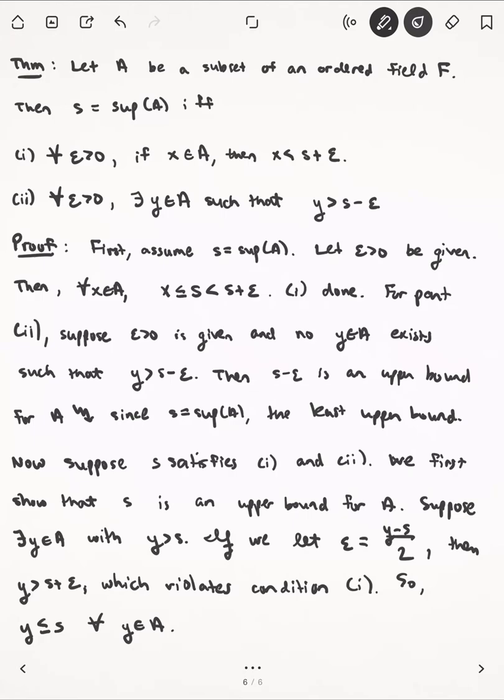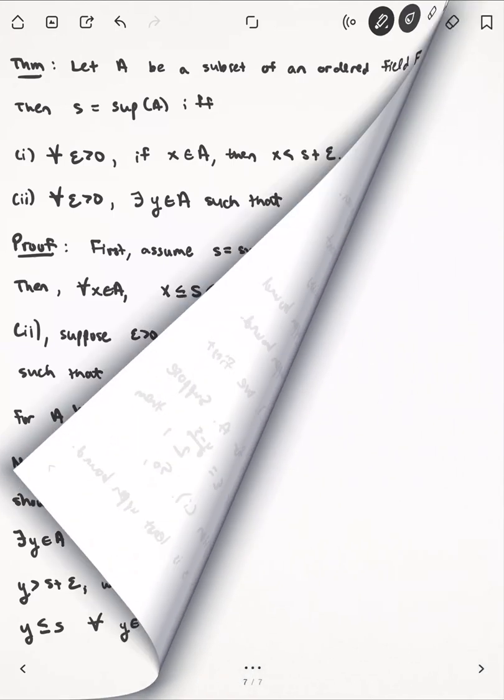Okay, we're not quite done with the proof yet, because now you have to show S is the least upper bound. Now, need to show S is least upper bound. Suppose there is another upper bound, T, such that T is less than S.